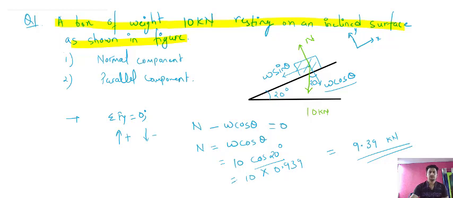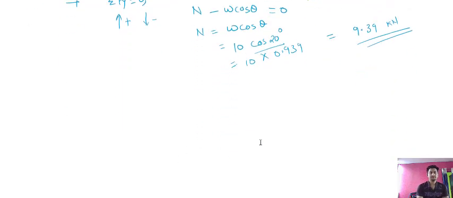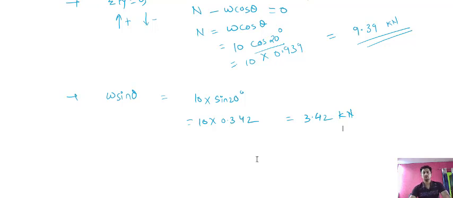Now we need to calculate the parallel component. The parallel component will be W sin theta. W is 10 and theta is 20 degrees. Now calculate the value of sin 20 degrees. It comes out to be 0.342. So 10 into 0.342 comes out to be 3.42 kilonewton. So this is how you need to calculate the components.